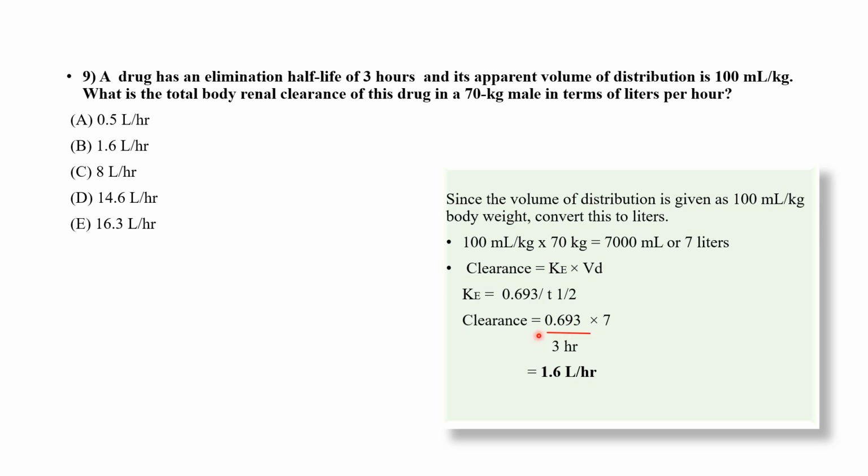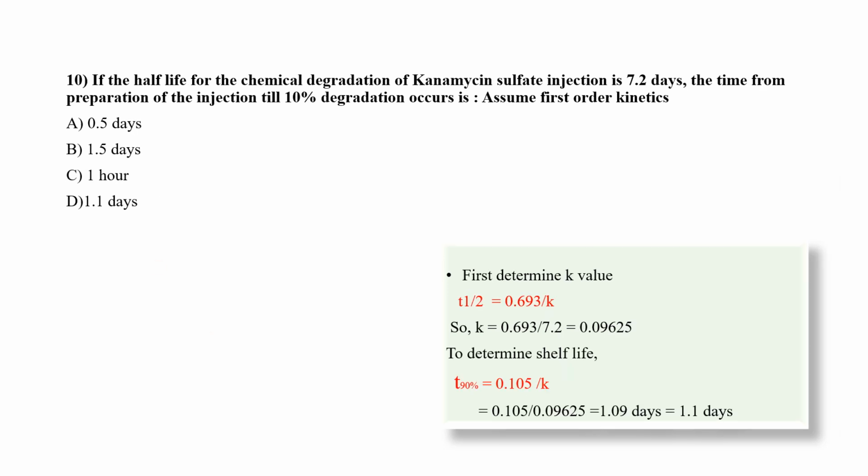So clearance is equal to 0.693 divided by T half. T half is the half-life. Half-life is 3 hours into 7. 7 liters is the volume of distribution. By substituting all these values, we will get the value of clearance as 1.6 liter per hour. So here the correct answer is option B, that is 1.6 liter per hour is the total body renal clearance of this drug. Question number 10.